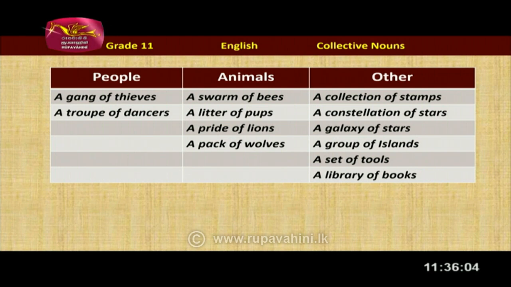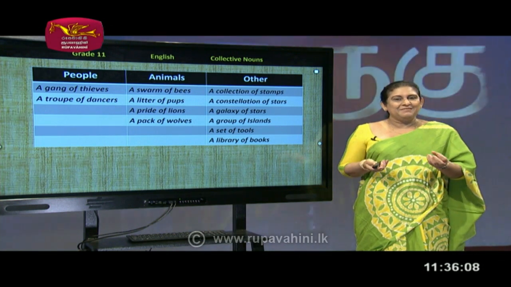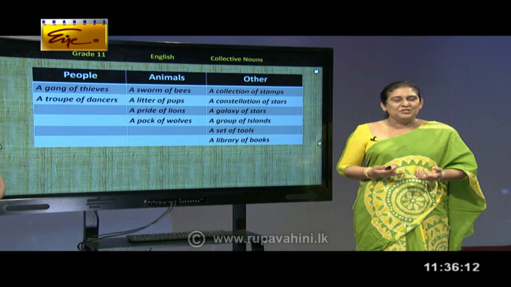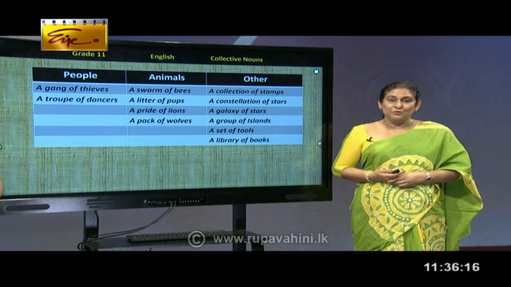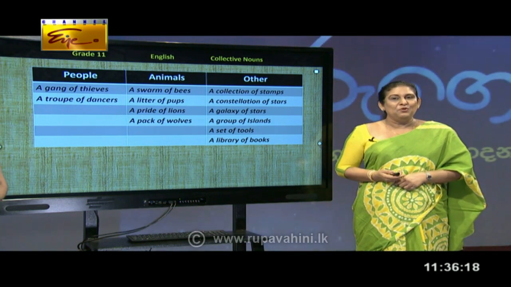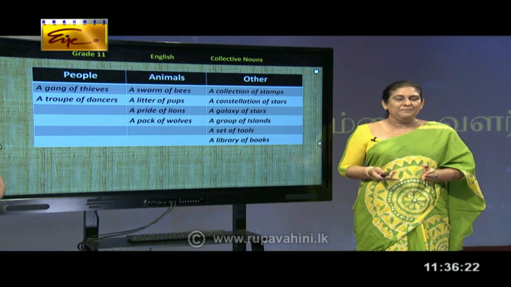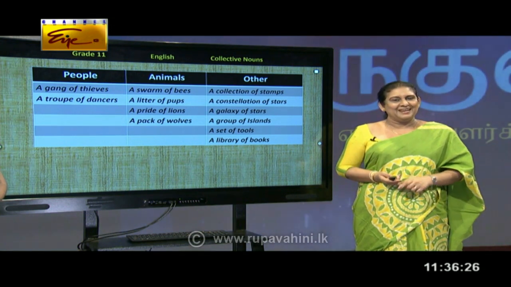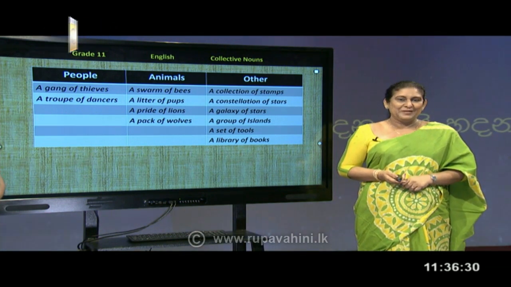There are plenty of collective nouns, we have just taken a few of them. So why don't you use dictionaries, use books, and you can use the internet, of course, and find more collective nouns for people, for animals and other things. Right. I think you can do this on your own. Let us move on to another activity.